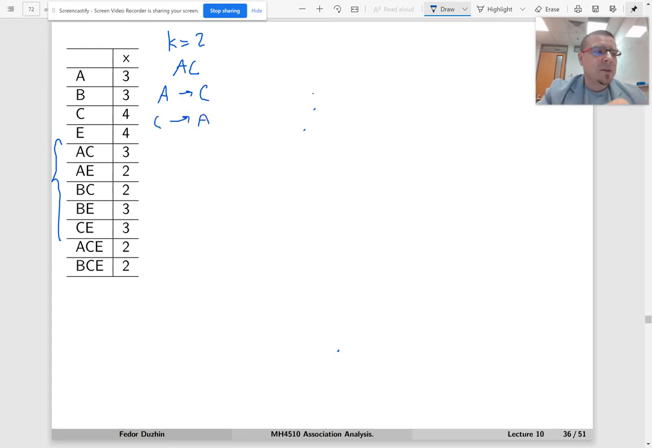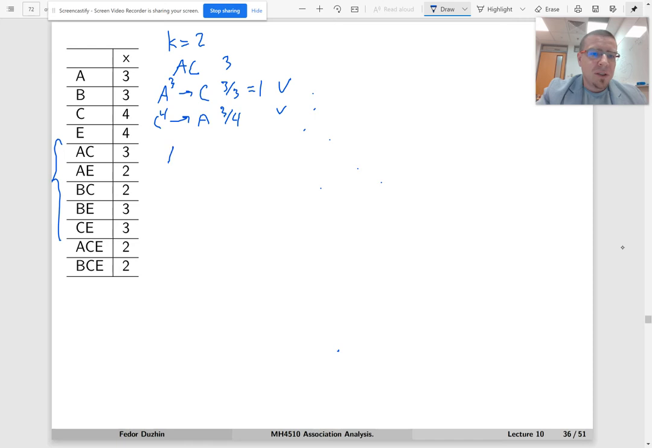Now, the support count of AC is 3. The support count of A is 3. The support count of C is 4. So the confidence of the rule A implies C is 3 over 3, which is 1. And the confidence of the rule C implies A is going to be 3 over 4. So both of them satisfy the threshold, so both of them are okay. So we are going to include them.